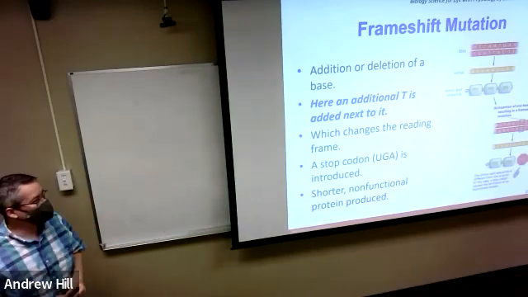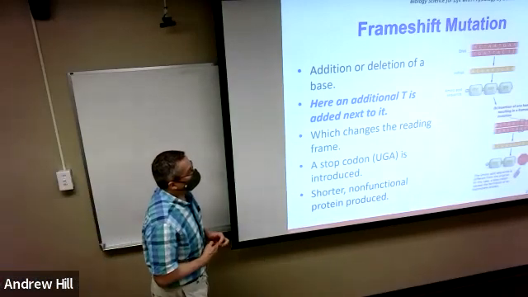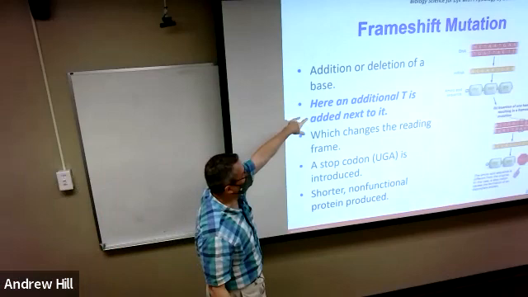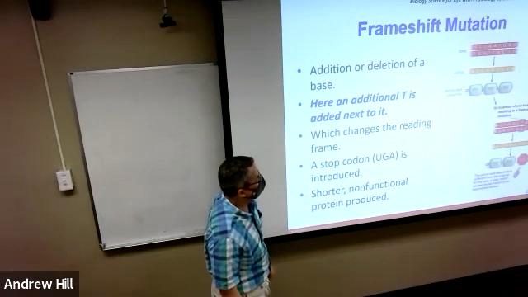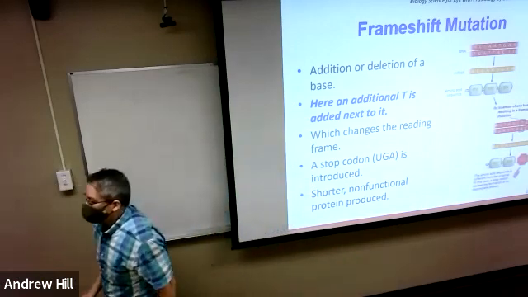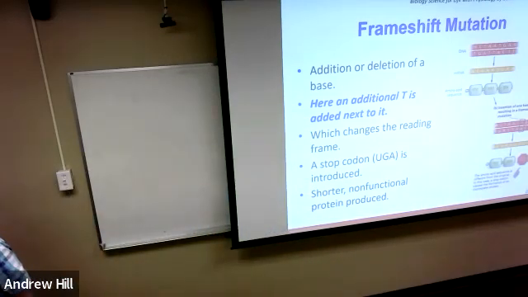So let's look at this here. A frameshift mutation is the addition or deletion of a base. Here's an addition, an additional T is added next to it. So let's look at this in detail. Here we've got ATA, and then if you look at the messenger RNA of AAU, that's going to code for ASN.